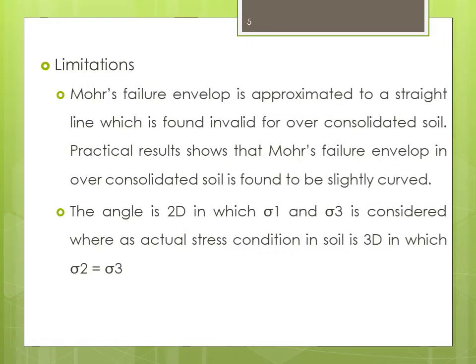So let us see what the limitations of Mohr-Coulomb's theory are. The Mohr failure envelope is approximated to a straight line, which is found invalid for over-consolidated soil. Practical results show that the Mohr failure envelope in over-consolidated soil is slightly curved. Similarly, the analysis is 2D, in which sigma 1 and sigma 3 are considered, whereas the actual stress condition in soil is 3D, in which sigma 2 is equal to sigma 3.